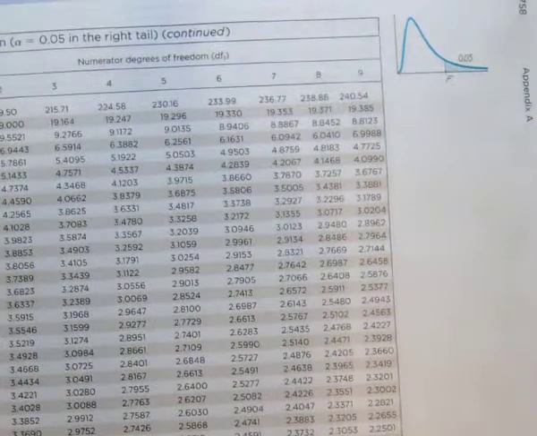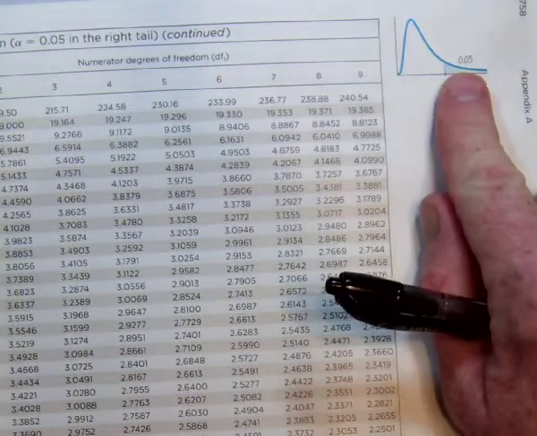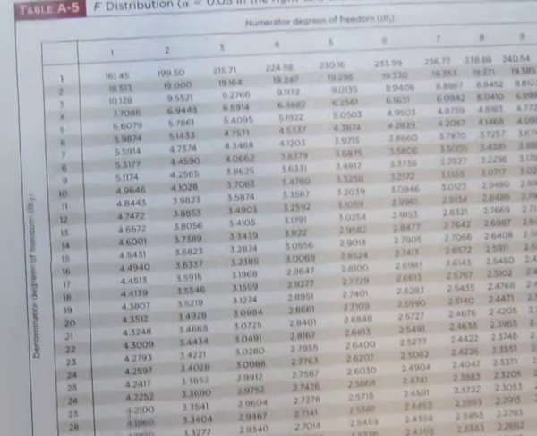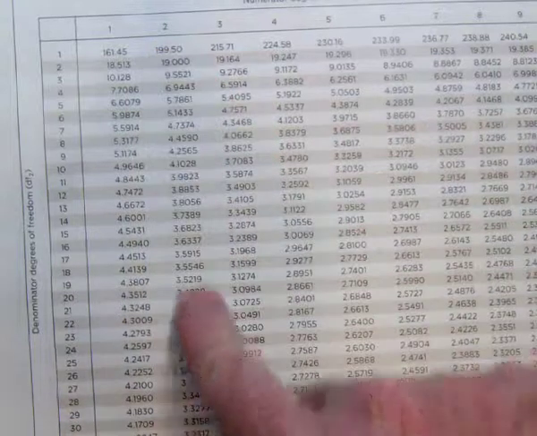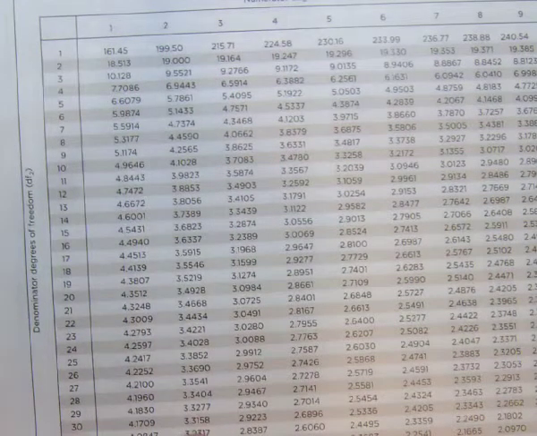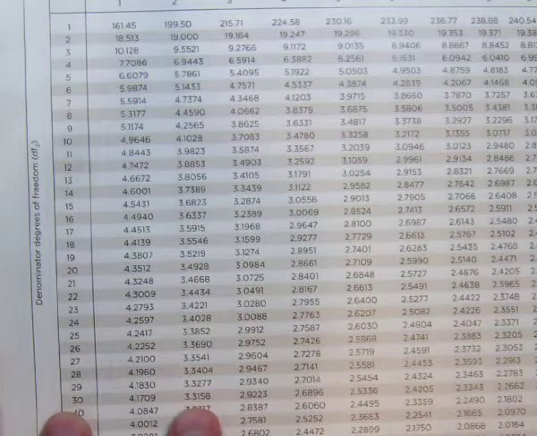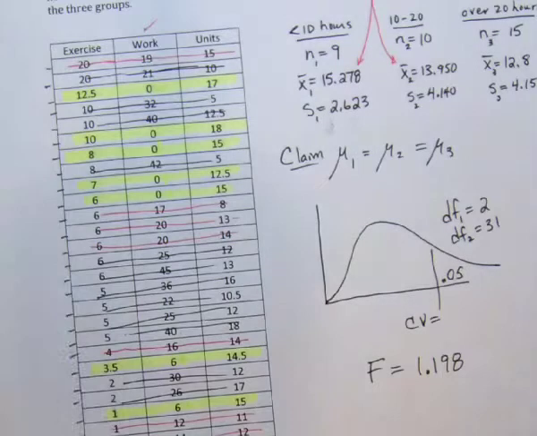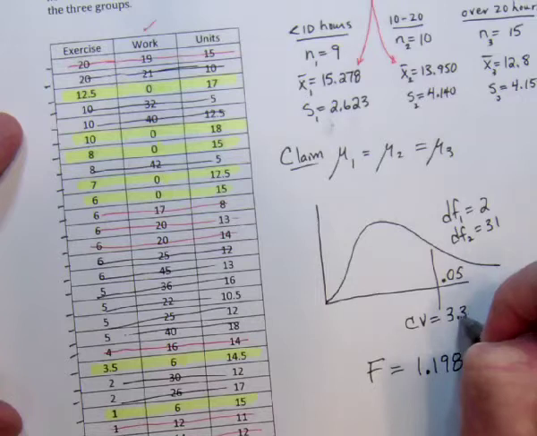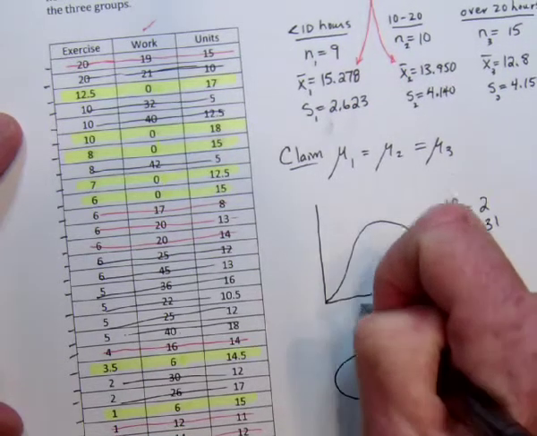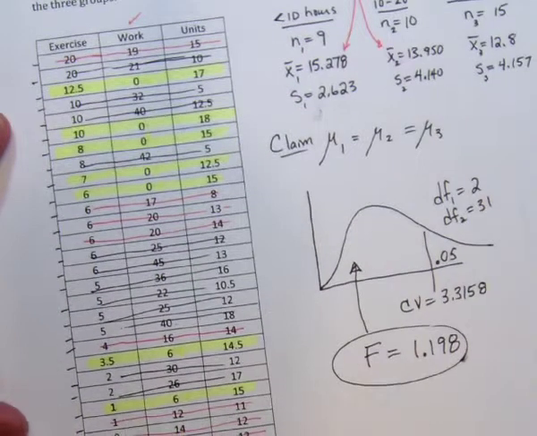Again, with the F table, always make sure that you're looking at the correct page. And then we need 2 and 31. So 2 and... so they don't have 31, so I'm going to use 2 and 30. So that's a 3.3158. And so this is not big enough. That means failed to reject.